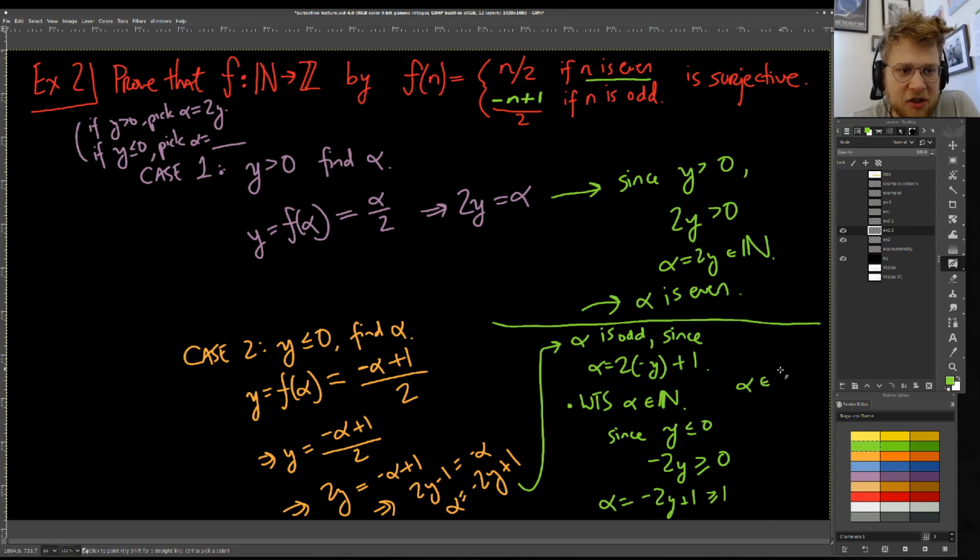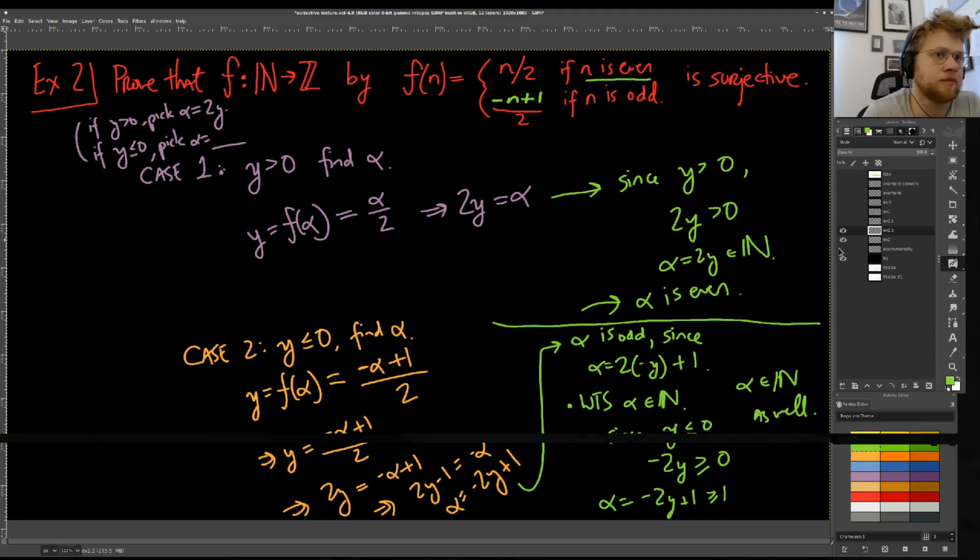Alpha is an integer, because it's an integer times an integer plus an integer. So it's going to be an integer greater than or equal to 1, so it will be a natural number as well.